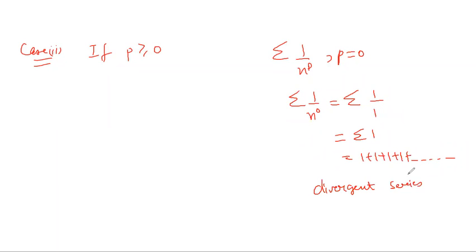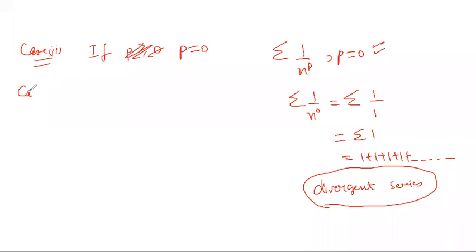ये हमने सबसे पहला example किया था. This is a constant series. Any constant you keep on adding to itself infinitely many times, that is a divergent series. So p is equal to 0 के लिए भी आपकी series क्या आई? Divergent, right? So this was case 2, p equals to 0. And now let's do case 3, p is strictly greater than 0, right?